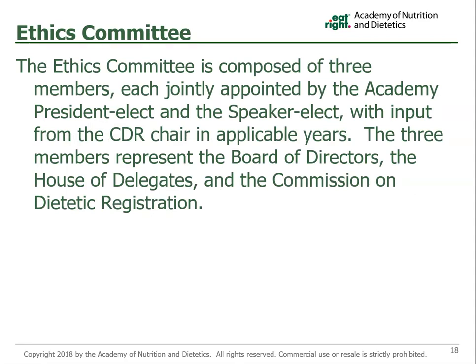Having an Ethics Committee helps make the Code of Ethics enforceable. The Ethics Committee is composed of 3 members, each appointed to 3-year terms. Terms are staggered, so there are never 3 new members serving on the committee at the same time. Each member of the Ethics Committee is jointly appointed by the Academy President-elect and the Speaker-elect with input from the CDR Chair in applicable years. The 3 members represent the Board of Directors, the House of Delegates, and the Commission on Dietetic Registration.